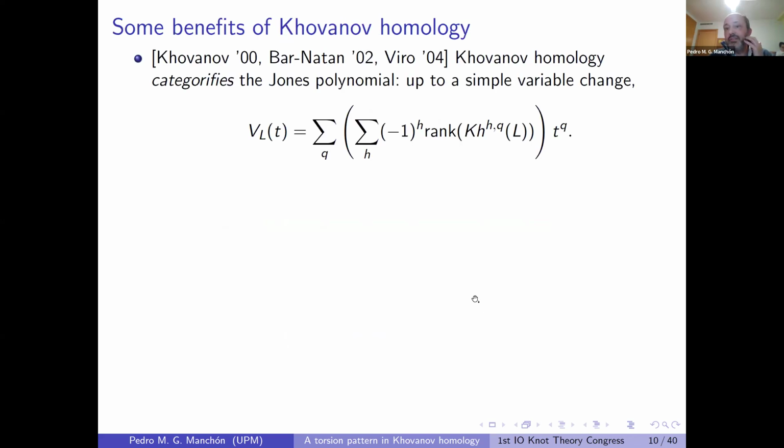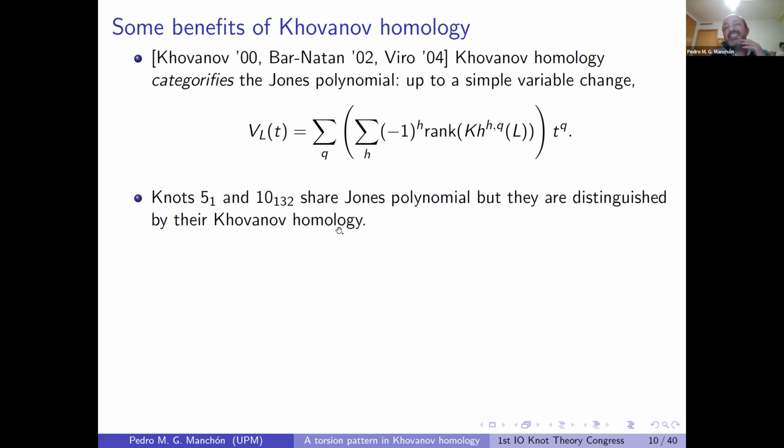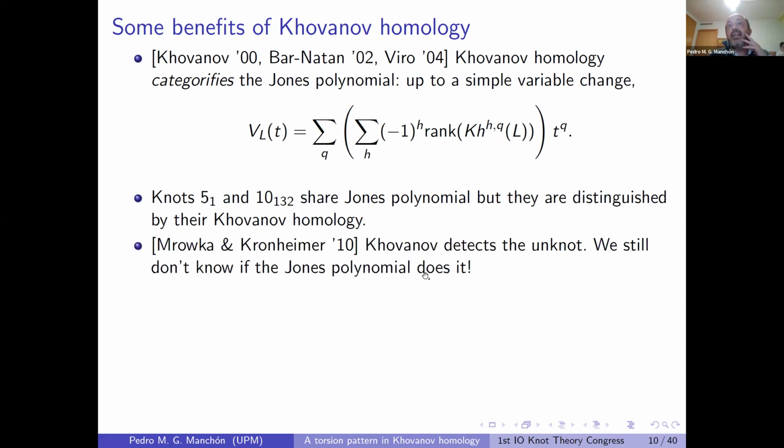Khovanov homology was developed by Mikhail Khovanov at the end of last century. It categorifies the Jones polynomial. The coefficient of t to the q is an alternating sum of the ranks where h runs over the homological degrees. It's a stronger invariant than the Jones polynomial. For example, these do not have the same Jones polynomial, but different Khovanov homology. Kronheimer and Mrowka proved that Khovanov homology detects the unknot. We still don't know if the Jones polynomial does it.